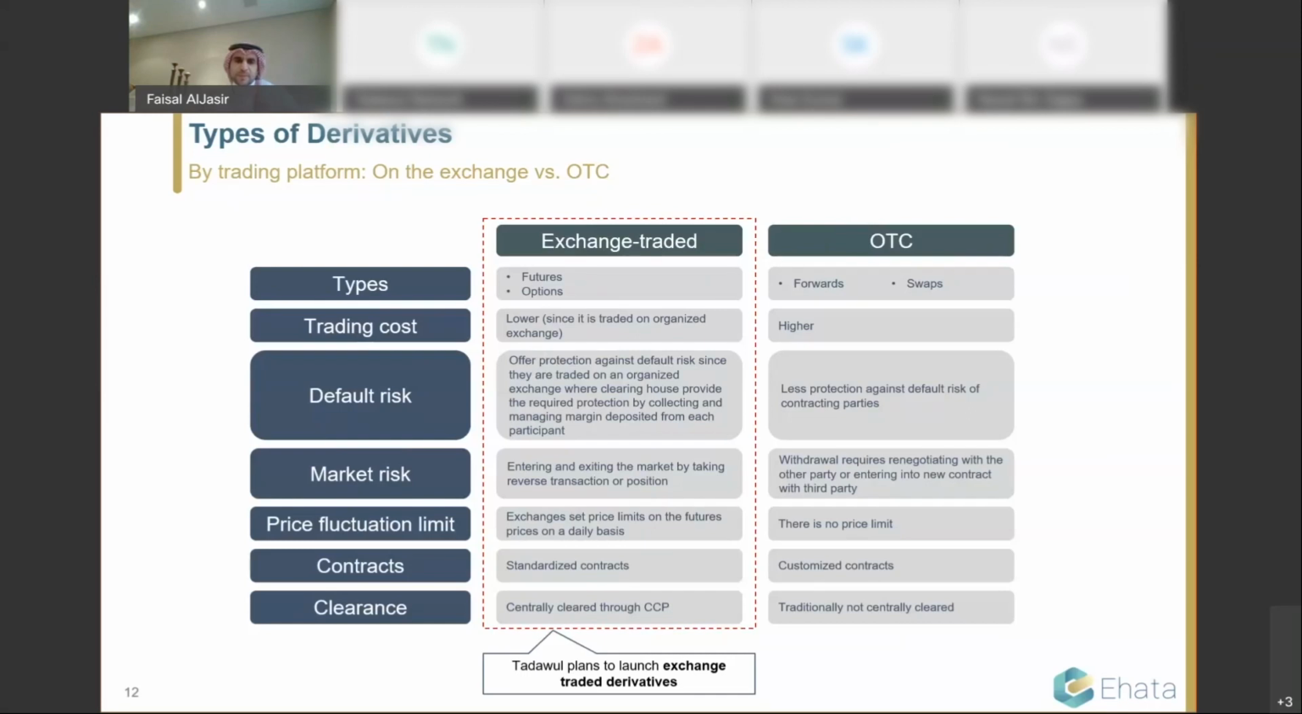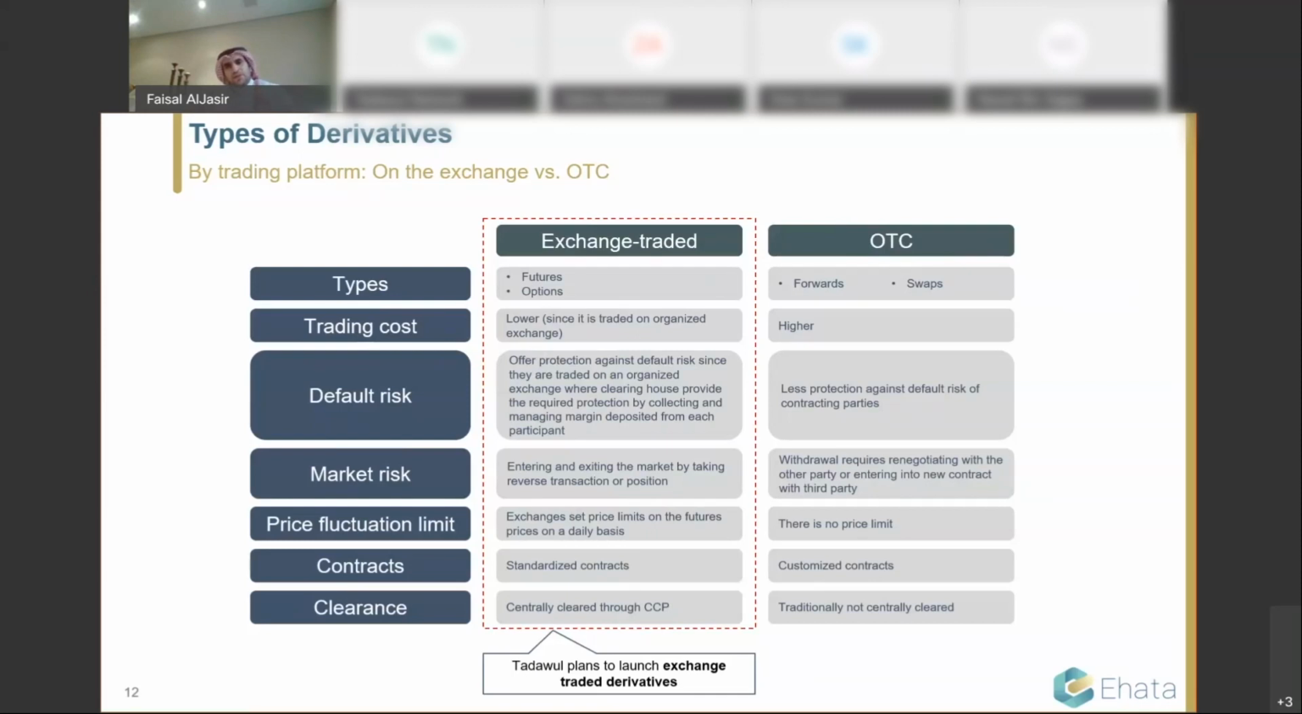Price fluctuation limits: there are limits set by the CCP, the Central Clearing Party, and in the OTC there is no such thing. And of course, contracts, as we said, in exchange traded are always mainly standardized contracts.